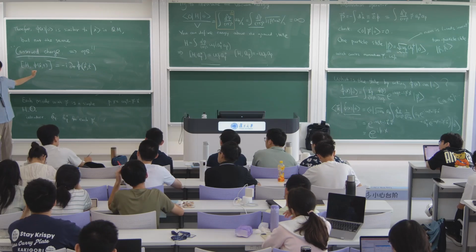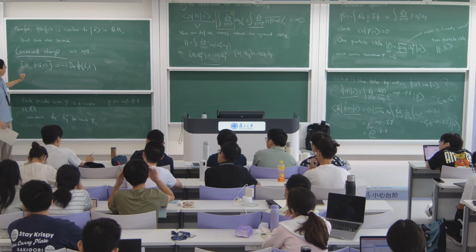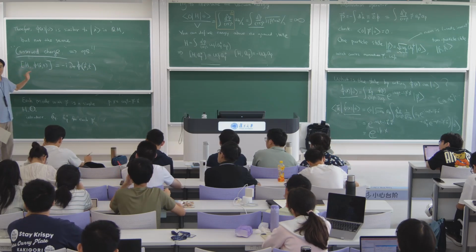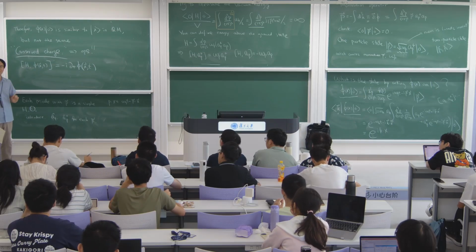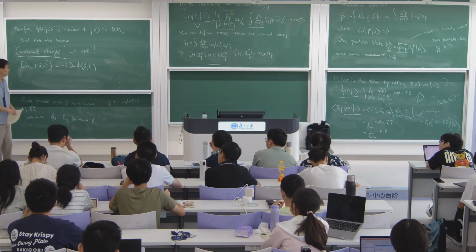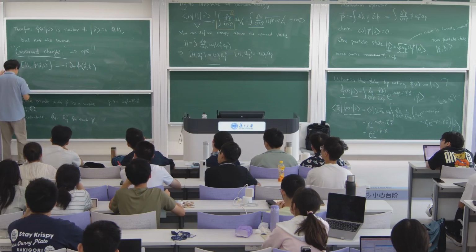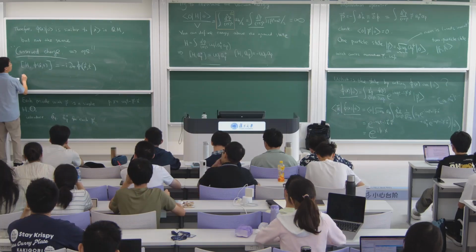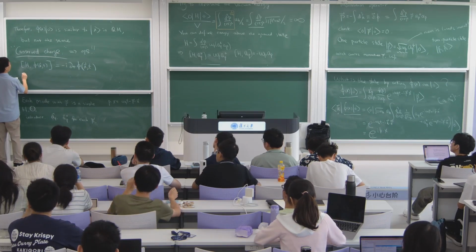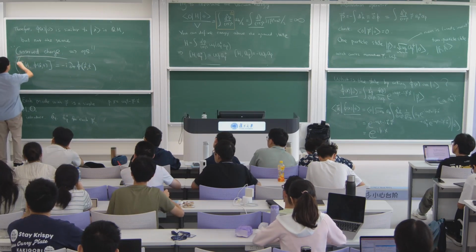So why this? Why this is not some particular coincidence or whatever. It's actually a very general phenomenon. Okay, this H means that, so conserved charge, this means that conserved charge is equal to generator.